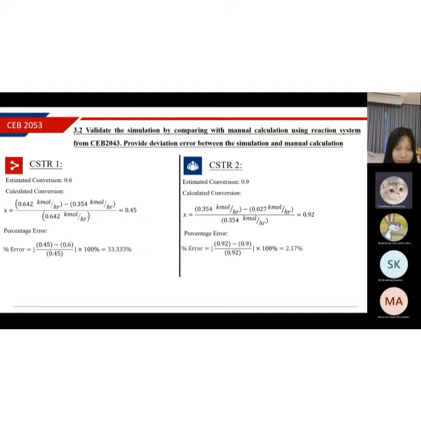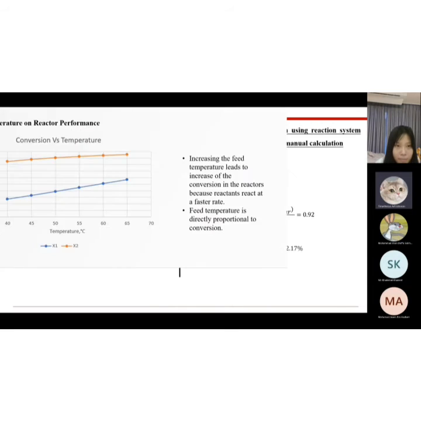In CSTR2, our estimated conversion was 0.9, and our calculated conversion came up to be 0.92. Hence, our error was 2.17%. And as you can see, our assumption of conversion for CSTR2 is more accurate compared to CSTR1. Now I'll pass the floor to Iman.